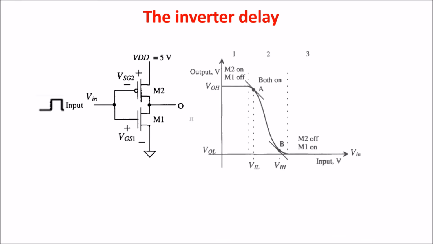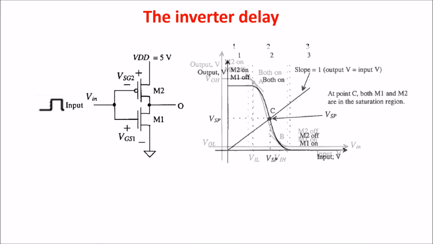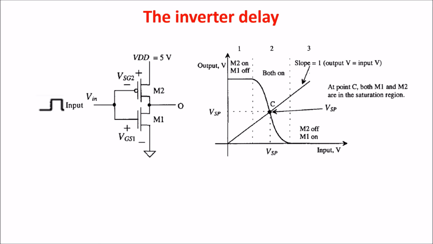In this diagram, we see the output voltage as a function of the input voltage. We see three regions. In the first and in the third, we have one transistor on and one off. But in the second region, we have the transition of state and both transistors are on, in saturation mode. We can say that the switching point is when the voltage of the input is equal to the voltage of the output. We call it VSP, and in our example it is VDD half, so 2.5 volts.